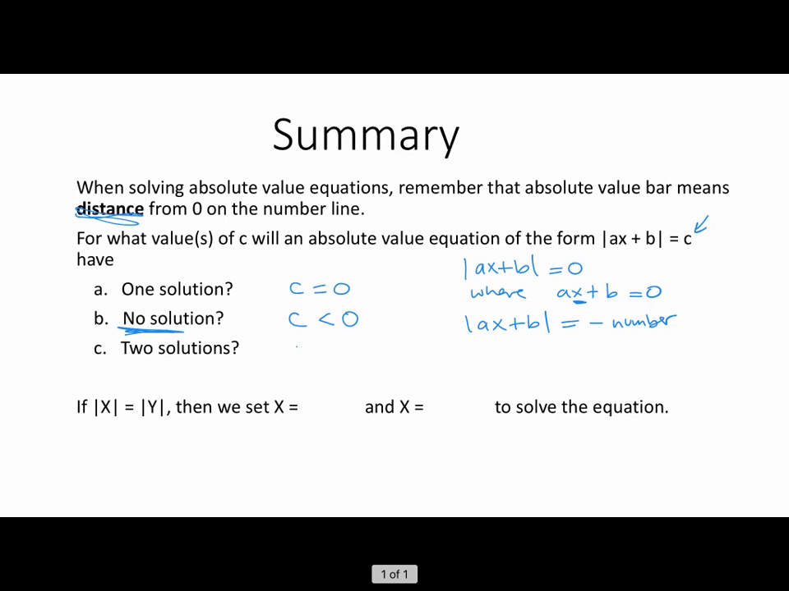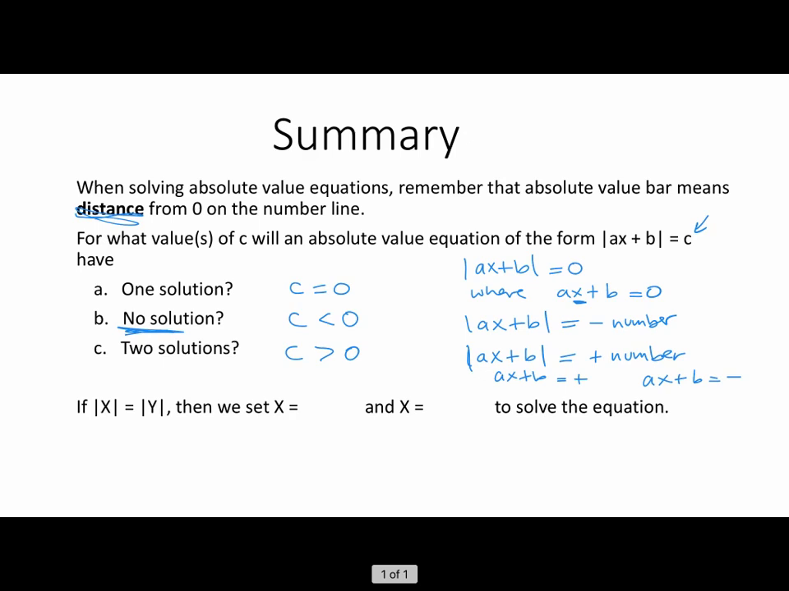And we found that there were two solutions when the other side of the absolute value was a positive number, so something greater than 0. So the absolute value of ax plus b equals a positive number, like 2 or 1 or 6. Then we would set up the two equations: ax plus b equals the positive number, and ax plus b equals the negative number, because that means that is the distance from 0 on the right side of 0 and the left side of 0. So two answers for that equation.